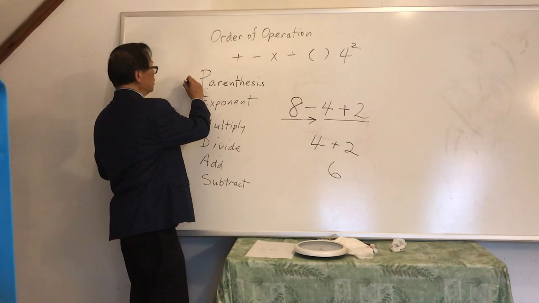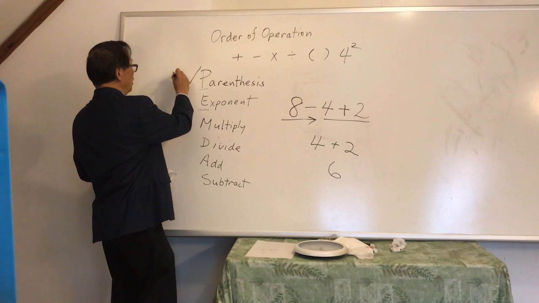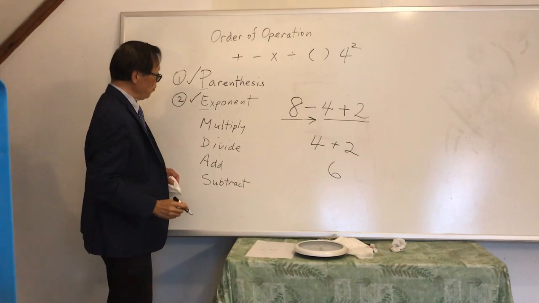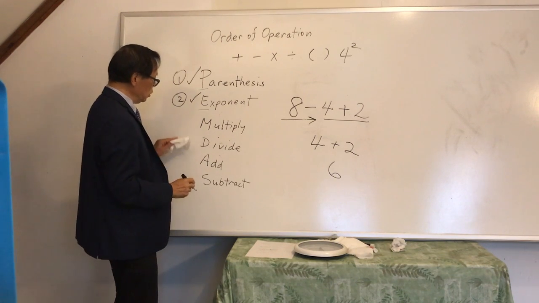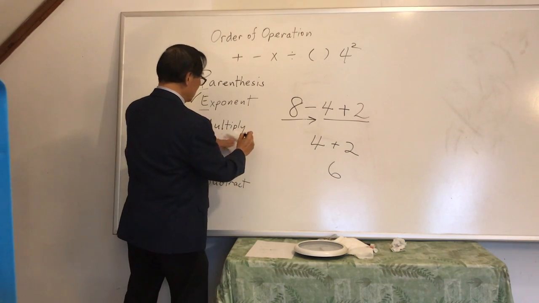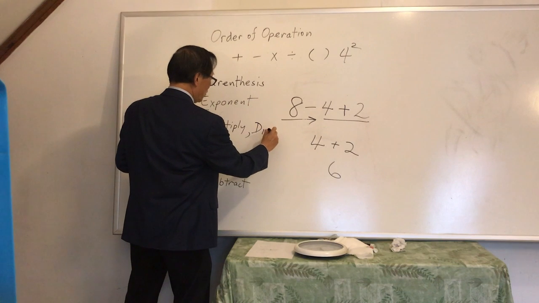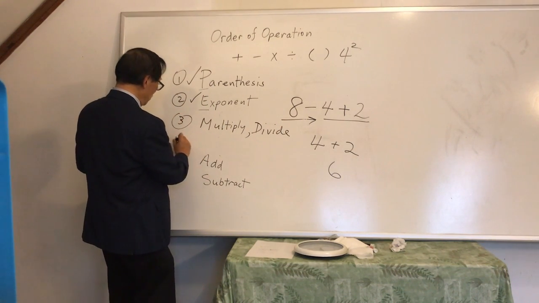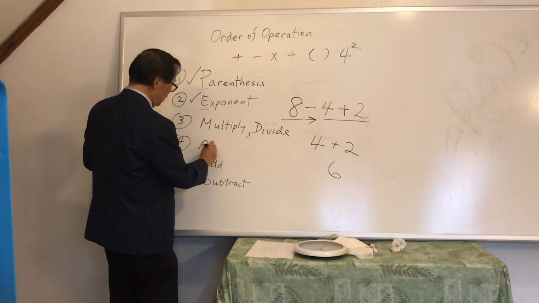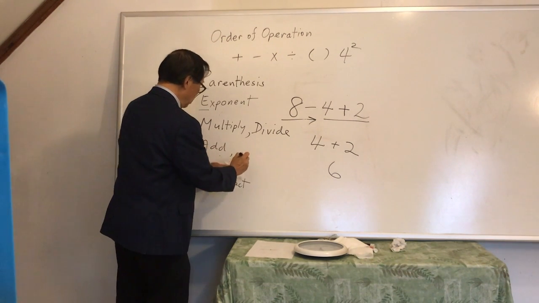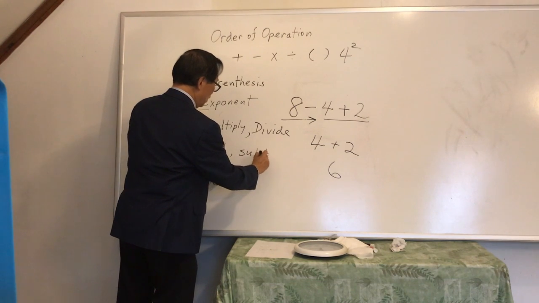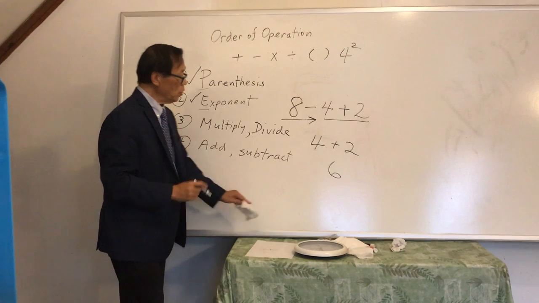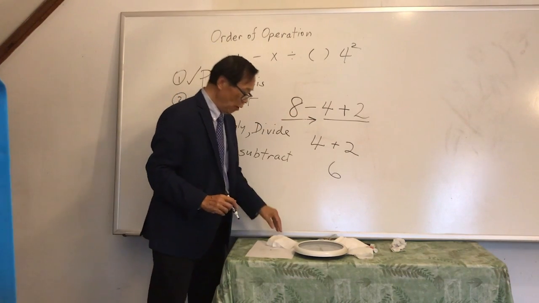So parentheses is always first. We will put that 1. Exponent is always second. You have to do that next. But when you have multiplication, division, we would put that on the same level. So the third priority is multiplication, division. And then the fourth priority is adding, subtracting, because they both have the same priority. And if you encounter both, you just go from the left to the right.